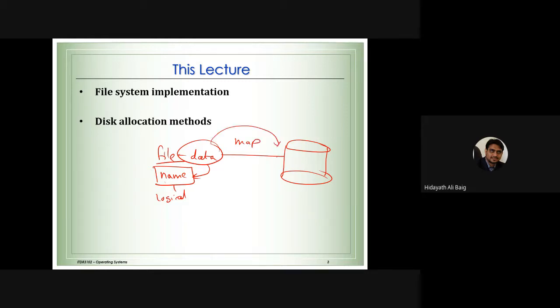Now, how does it do that? It has the blocks. In the hard disk, we have the blocks. In today's lecture, we are going to understand how these blocks are given. That is disk allocation methods. How is the hard disk given to the file data? How is the file actually organized in the hard disk? That is the point we are going to discuss today.